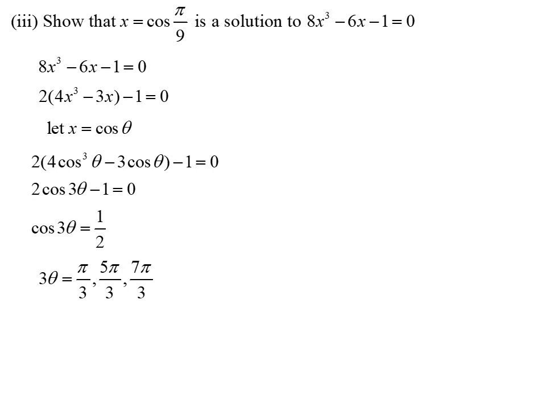But I need 3 answers because it's a cubic. So we keep going around the circle. Where is the next one? The next one would be at 7 pi on 3. Divide everything by 3, and there it is. There's the pi on 9 we were looking for. Yes, we found the other 2 as well, but pi on 9, that's the number we were looking for. Theta being pi on 9 is a solution to this.